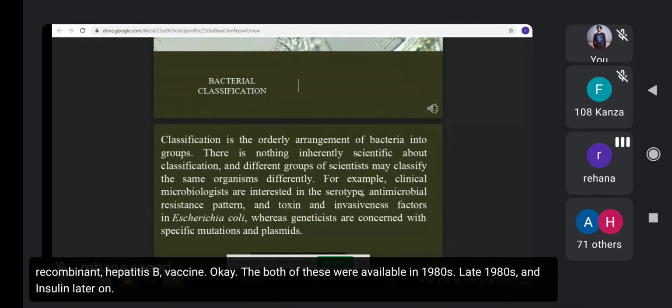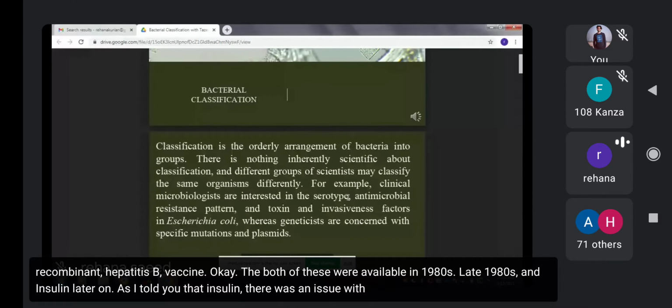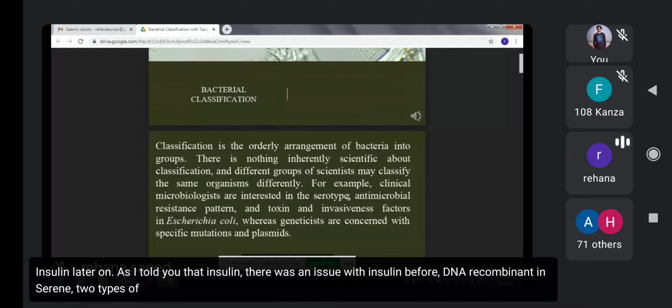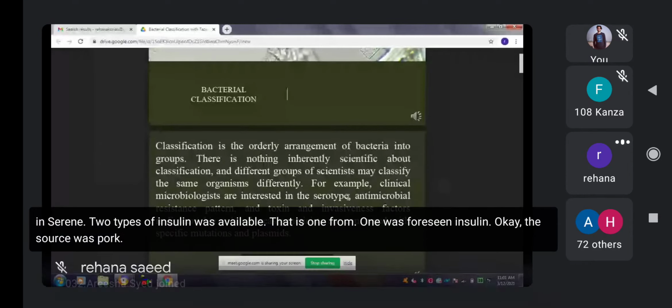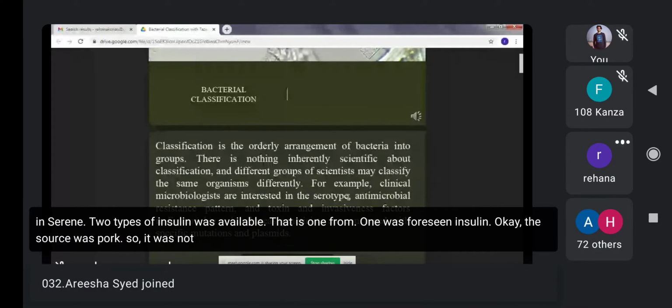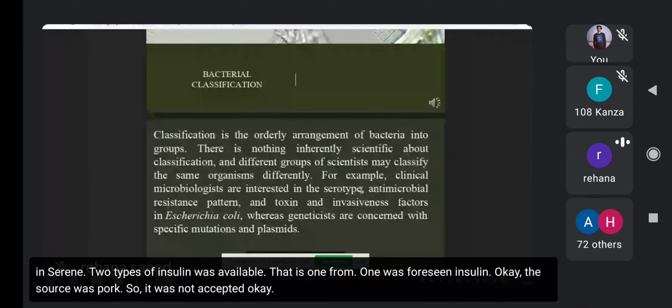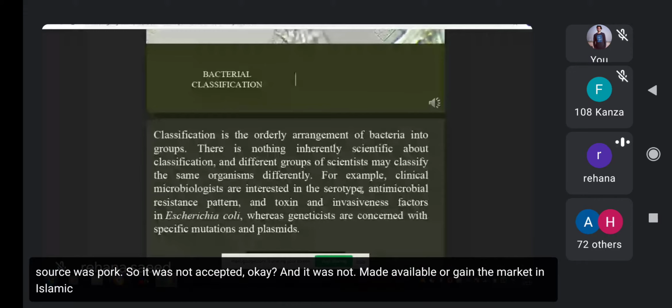As I told you, there was an issue with insulin before DNA recombinant insulin. Two types of insulin were available. One was porcine insulin. The source was pork, so it was not accepted, and it was not made available or did not gain the market in Islamic countries. That was issue number one.